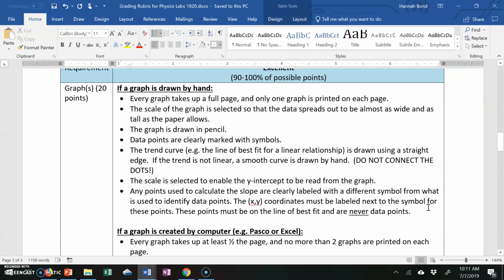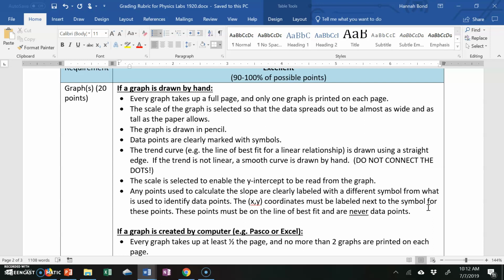The trend curve, for example, the line of best fit, if it's a linear relationship, needs to be drawn using a ruler, a straight edge. If the trend is not linear, then you'll do your best to draw a smooth curve by hand. Do not connect the dots. With real-world data, it is very likely that one or more of the data points will not actually fall on the line of best fit, and that's okay.